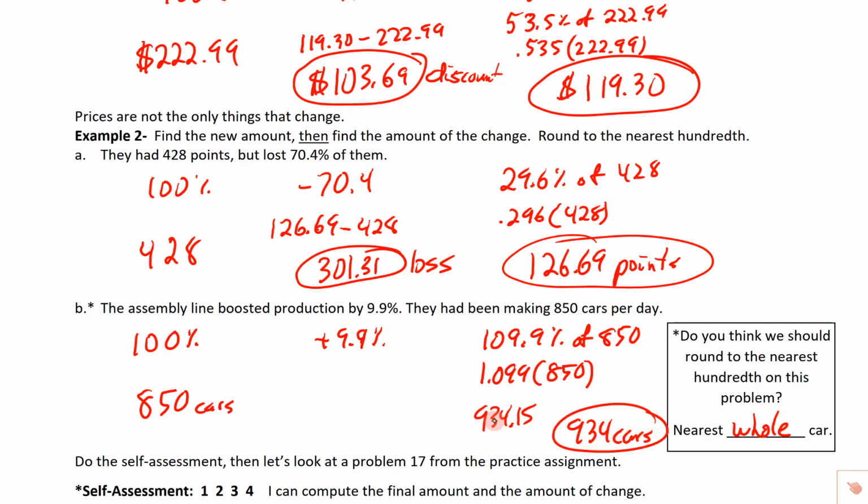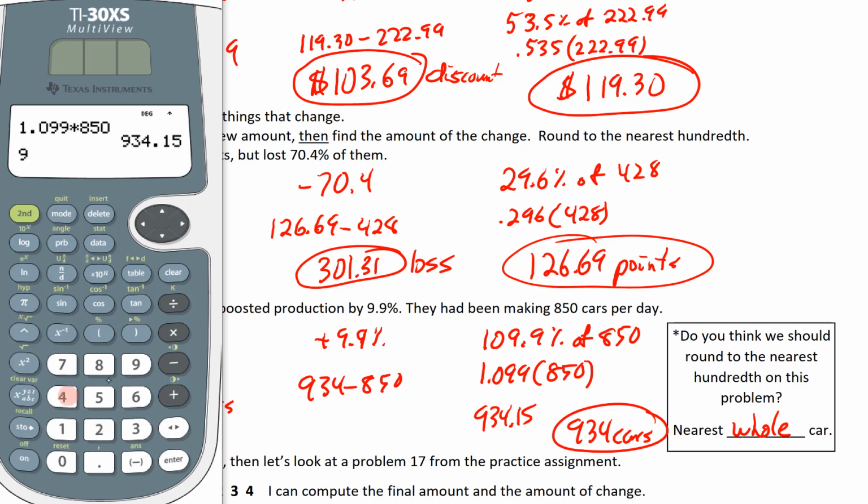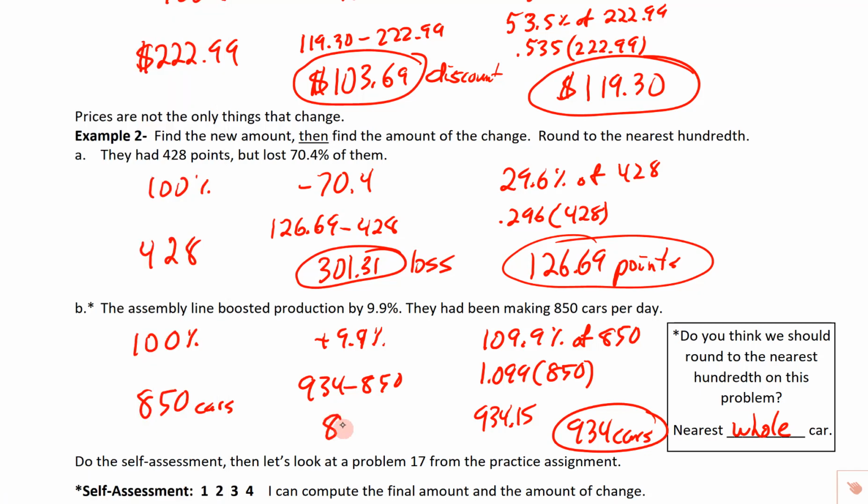And now we can answer this final question. How much did it actually go up? Well, 934 minus 850. We'll pull out the calculator for that one. Again, if you're good at doing stuff like this in your head, that's awesome. If not, always a good idea to check your work, especially if it's a test or something like that. So we'll subtract the 850, and we end up with 84. So this is 84 cars. Okay, and I'll just put a little increase right there because they boosted production, where we could put boost right there. Okay, now what I'd like you to do is do the self-assessment down here. How are you feeling about this right now? And then we'll do problem number 17 from the practice assignment.